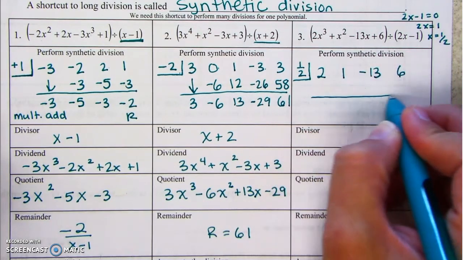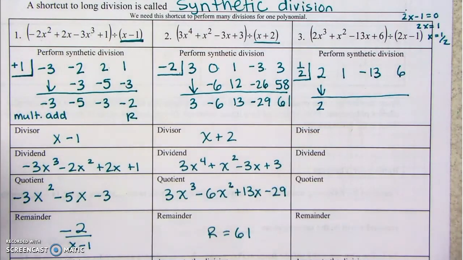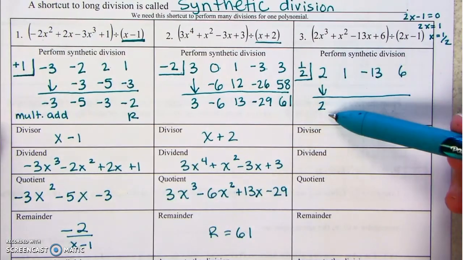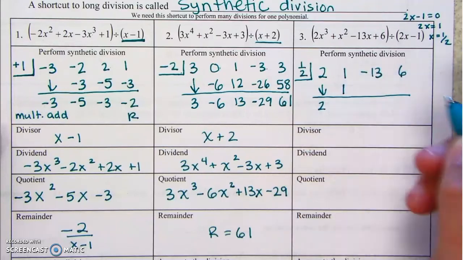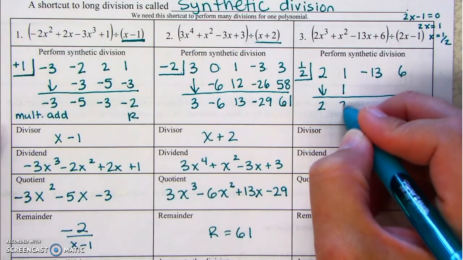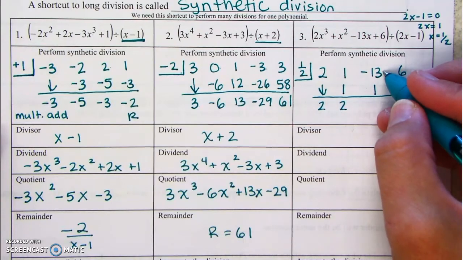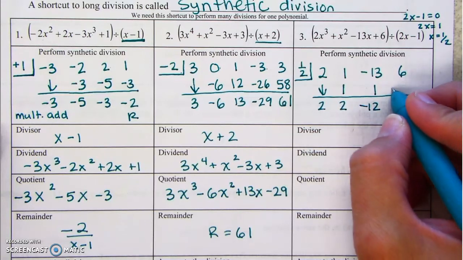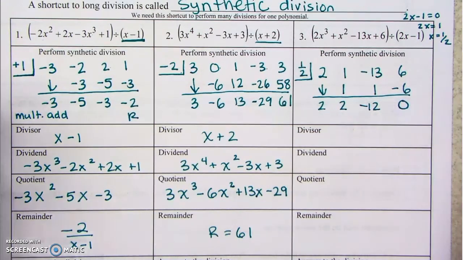Skip a line, draw a line, bring down the first term. Okay, don't think too hard. What is half of 2? Half of 2 is 1. Add down. 1 plus 1 is 2. What is half of 2? 1. Add down. What is half of negative 12? Negative 6. 6 minus 6 is 0.